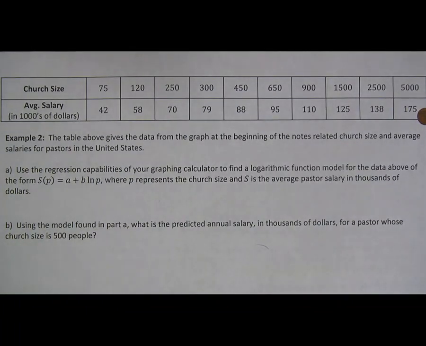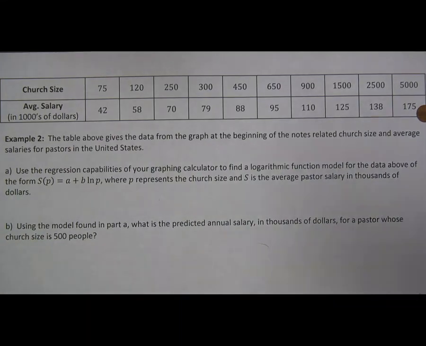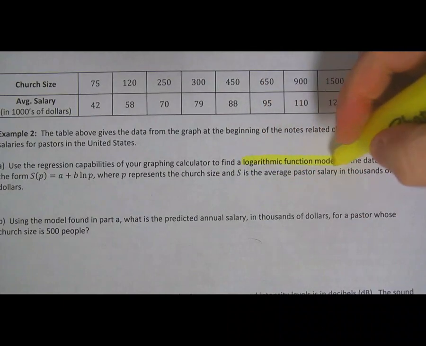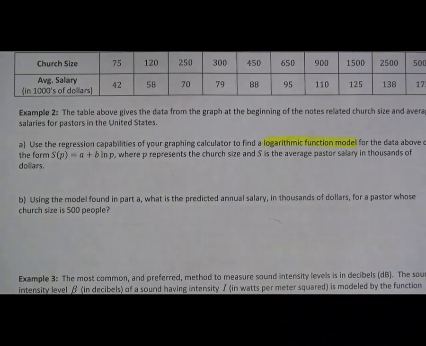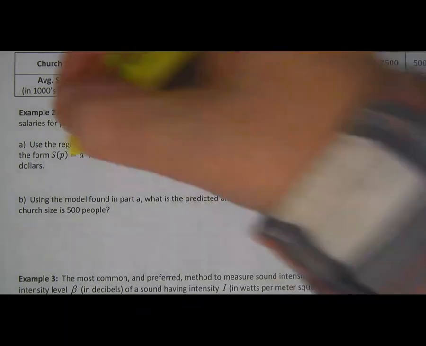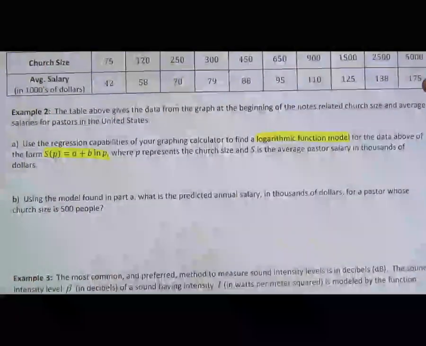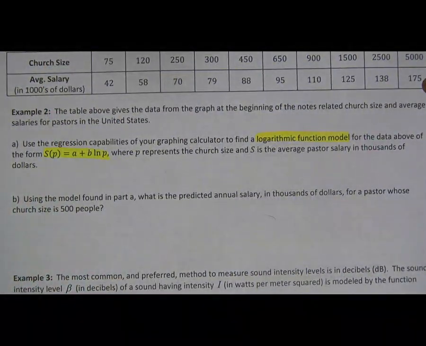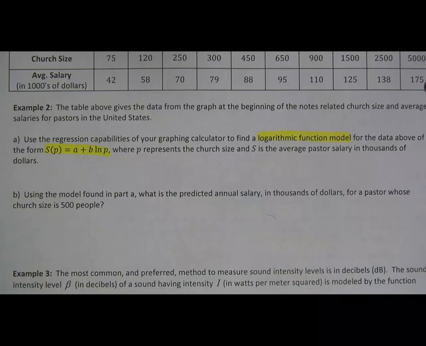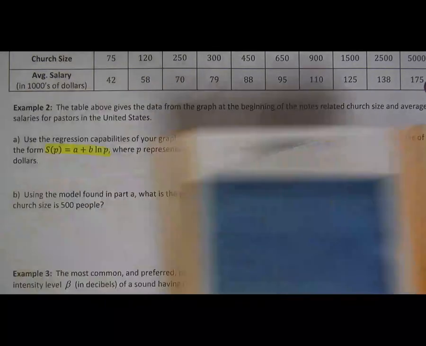A says use the regression capabilities of your graphing calculator to find a logarithmic function model. You have to read closely because there are tons of different regressions that your calculator can do. This time, it wants you to run a regression model where P represents the church size and S is the average pastor salary in thousands of dollars. Okay, so I hear some of you already typing away.